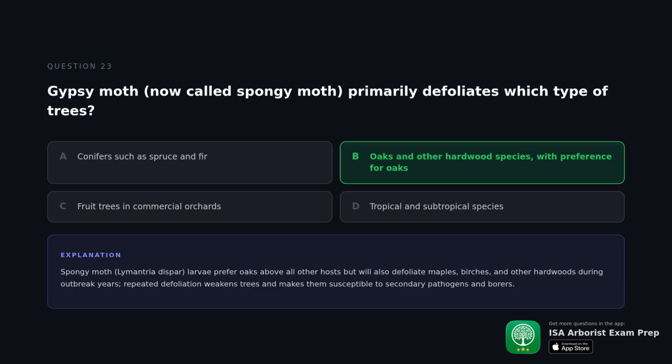The correct answer is oaks and other hardwood species with preference for oaks. Spongy moth, Lymantria dispar, larvae prefer oaks above all other hosts, but will also defoliate maples, birches, and other hardwoods during outbreak years. Repeated defoliation weakens trees and makes them susceptible to secondary pathogens and borers.